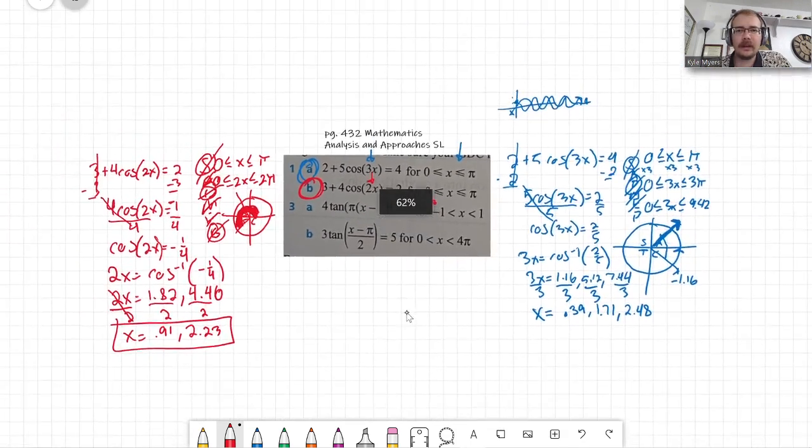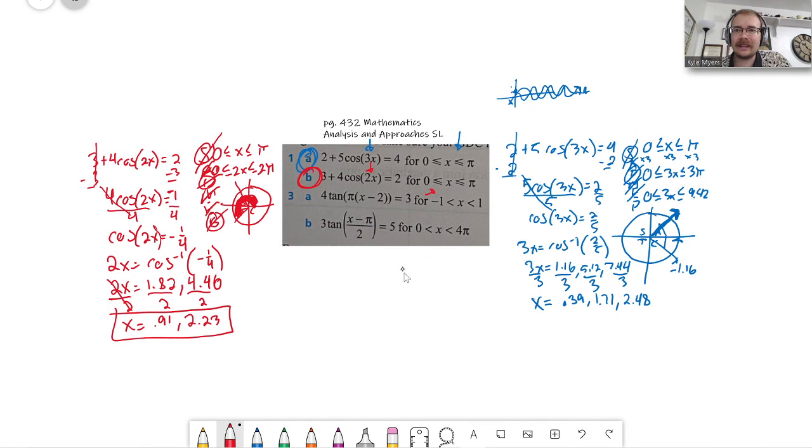But there you go. Here's las respuestas. Por el número 1, letra A y B. And let me know in the comments below if I sound like a gringo. I'm still working on it. Still working on the accent.